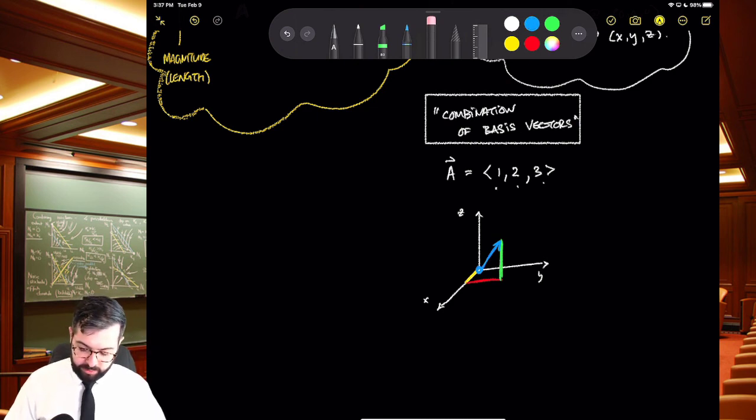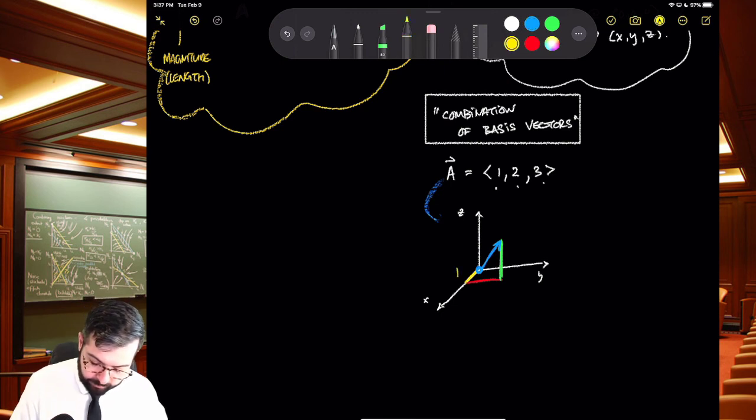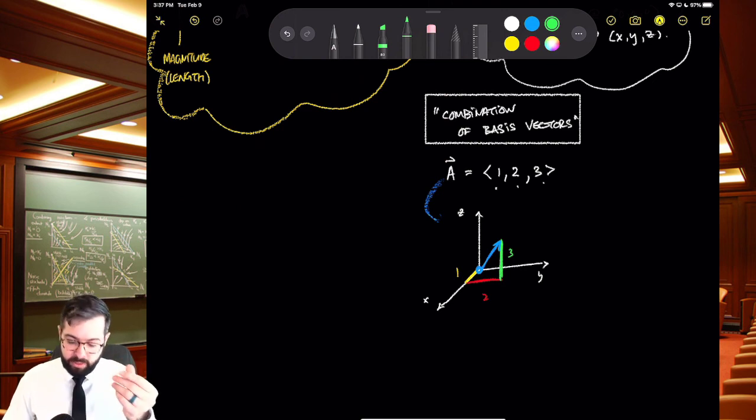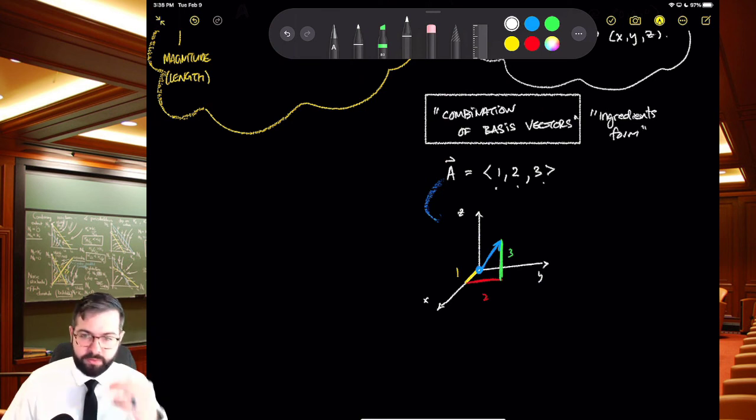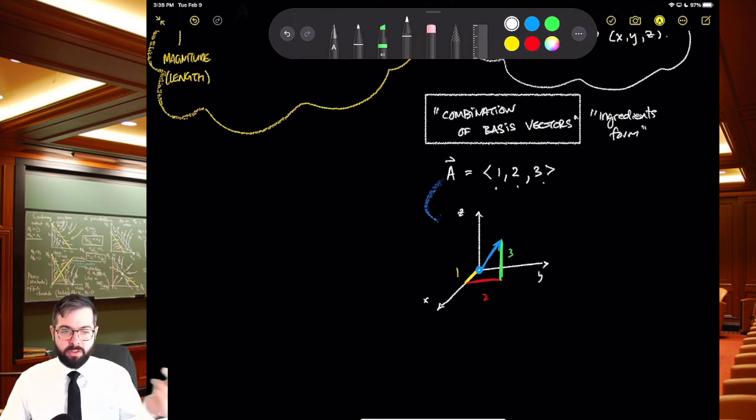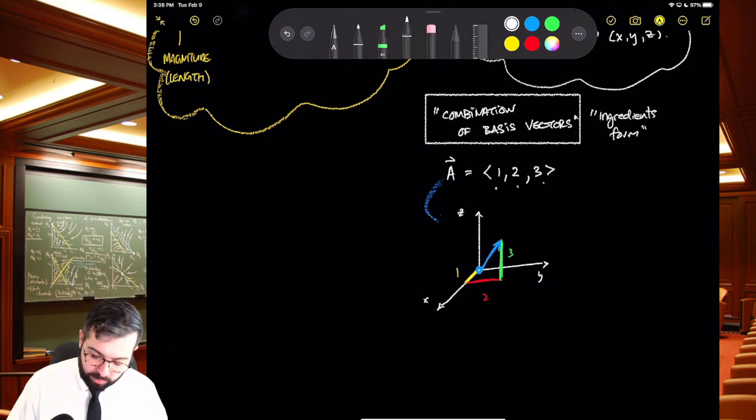And what you can really think of for this vector here, so this is a component form. I'm now showing you the arrow form down here with its components listed, 1, 2, 3. Another way to think about it is a combination of basis vectors, which is really kind of like thinking about an ingredient form. So it's like taking something that's in its finished state, something that you cooked, and thinking about it instead as the different combinations of ingredients. And what are those ingredients?